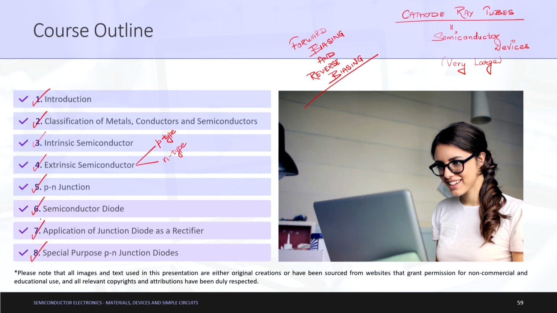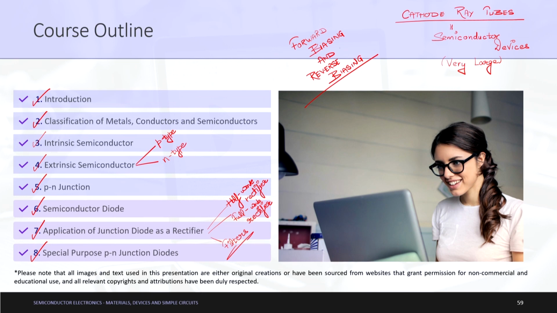Then in the seventh topic, about application of junction diode as a rectifier, we basically understood three different subtopics. The first was the half wave rectifier, the second was the full wave rectifier, and the third was the filters. Okay, so these were all the concepts which we studied in this.